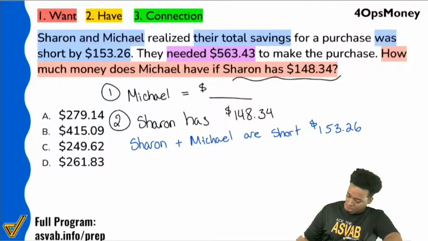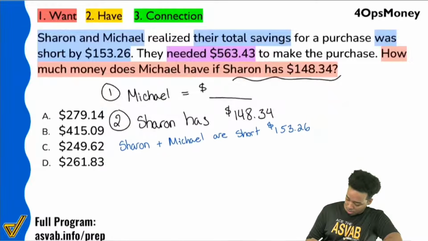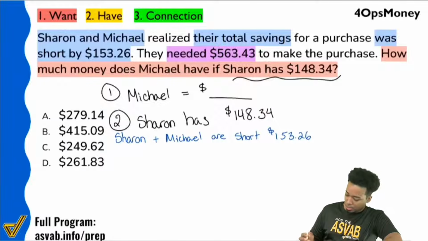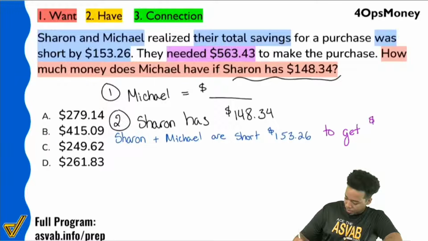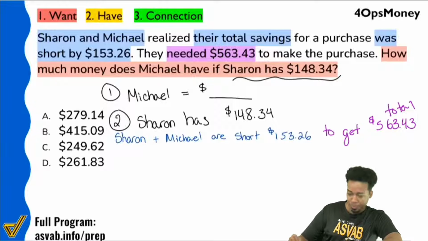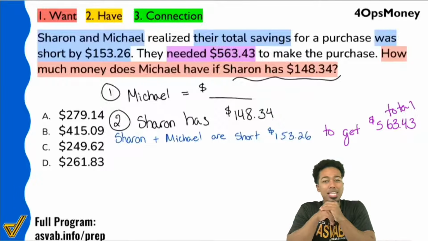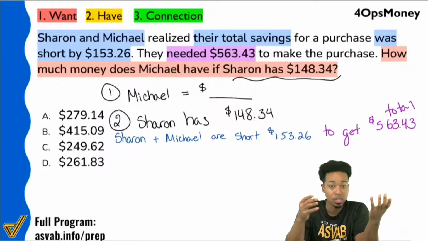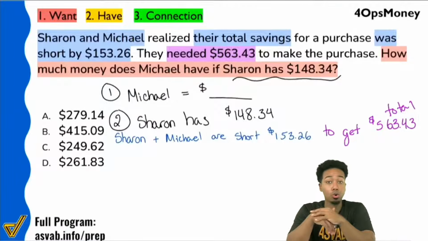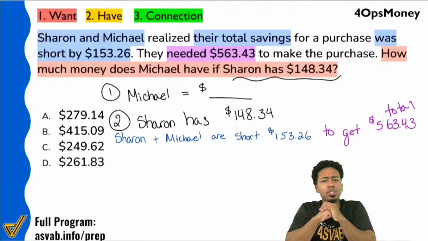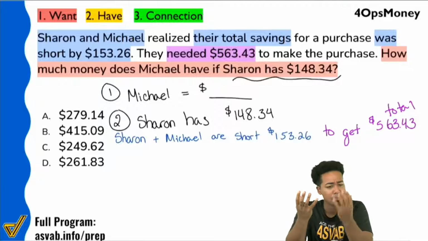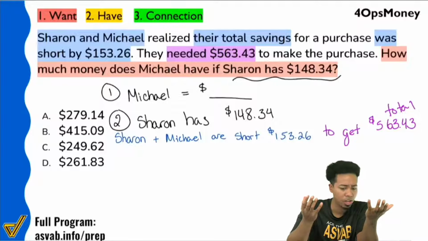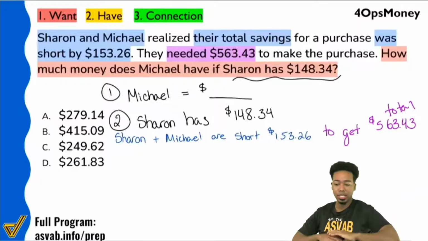So let me actually write this down to show you exactly what I mean. So move this around a little bit. So Sharon and Michael are short 153.26 to get 563.43 total. Is that a fair assessment or a fair statement? Sharon, Michael, and the extra 150 that they're missing, together, that would make up the total that they need. Yes or no? Do you agree or disagree? So the amount of money Sharon and Michael have, and that $150 together would be what they need, that total.